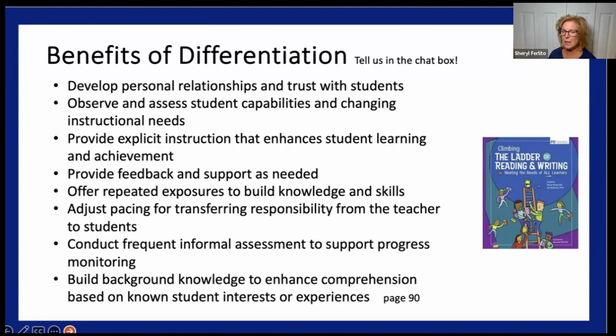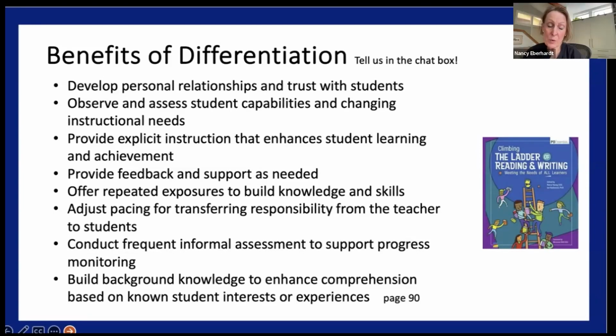The repeated exposures, how many repeated exposures, Jamie said they need, like, whoops, I just threw my pencil, got excited about exposures. We need lots of opportunities and exposures for kids to respond. We need to adjust the pacing. You saw the teacher adjust the pacing. The responsibility was going from the teacher to the student, more the teacher in that case, because it was so directed. Frequent informal assessments to support progress monitoring, and all of this building background knowledge to enhance comprehension based on students' needs, interests, and experiences. And that's all a really good summary in the Ladder book on page 90.